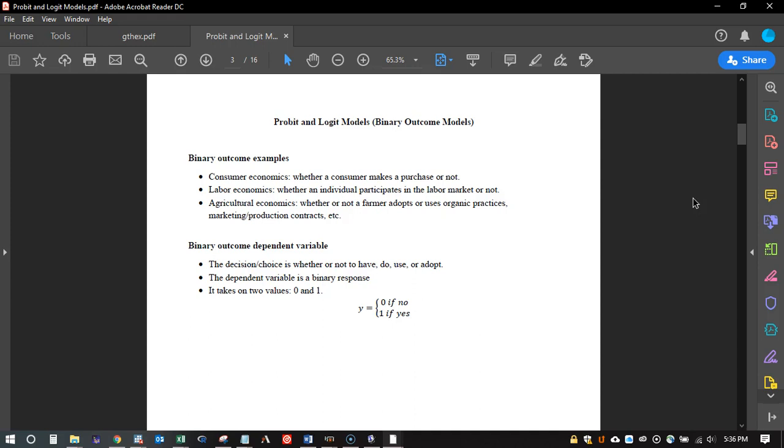But two things. The first thing is that ordinary least squares is not equipped to handle binary left-hand side variables. Although, if you go to Stata and you try to run a regression with a binary left-hand side variable, Stata will not tell you that that's a problem. So you have to know that in ordinary least squares, you're not able to run models with binary left-hand side variables.